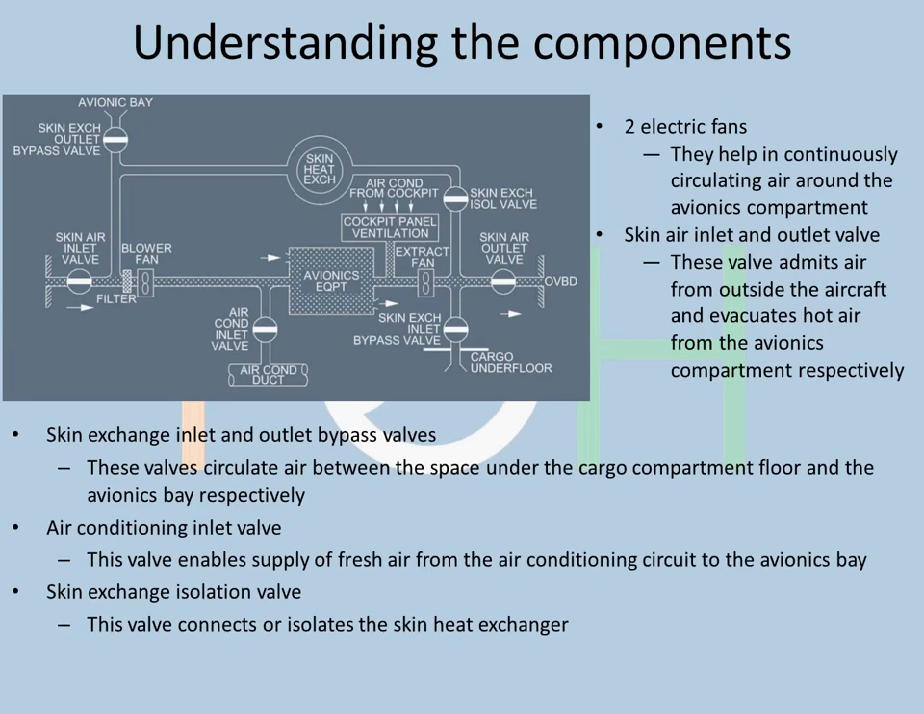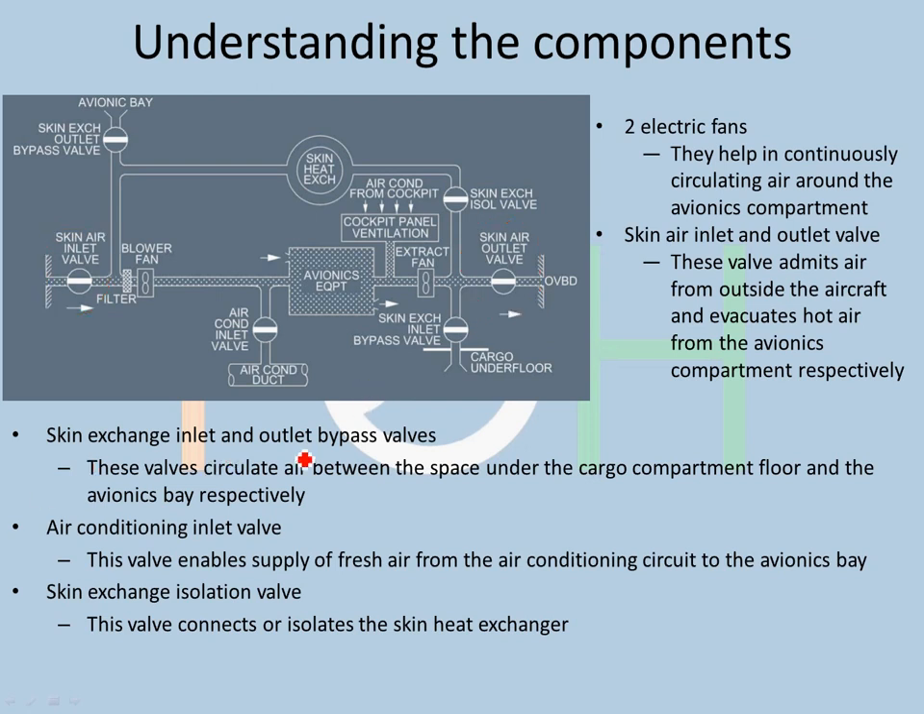All right, let's understand the components themselves. Two electric fans are here, the extract fan and the blower fan. They help in continuously circulating air around the avionics compartment. They are just blowing and pulling air and circulating it around. Next, the skin air inlet and outlet valves. These valves here admit air from outside the aircraft, and this one evacuates hot air from the avionics compartment.